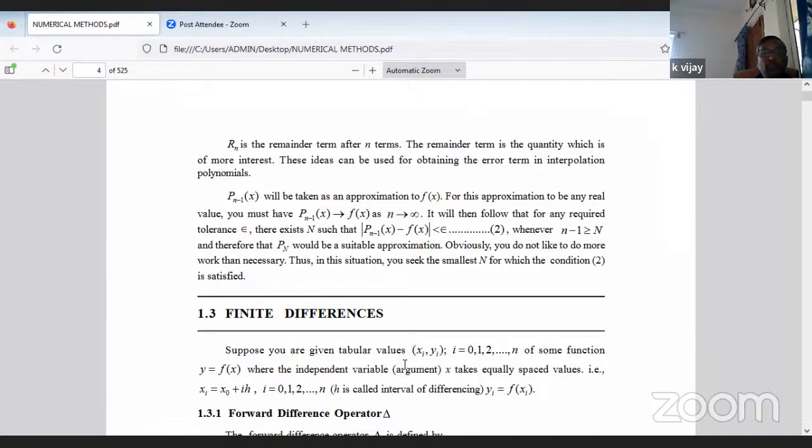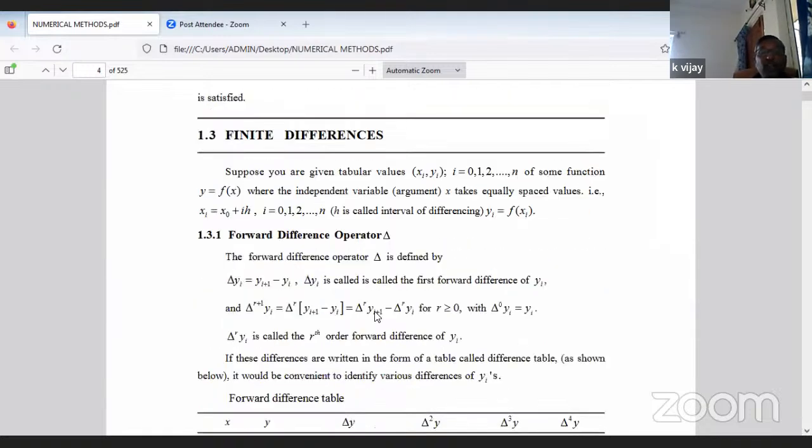For this approximation to be of any real value, Pn minus 1 of x must tend to f of x as n tends to infinity. It will then follow that for any required tolerance epsilon, there exists n such that the modulus of Pn minus 1 of x minus f of x is less than epsilon, and therefore Pn would be the suitable approximation. Obviously, we do not like to do unnecessary work. So therefore, n is the condition which is essential, the finite differences.